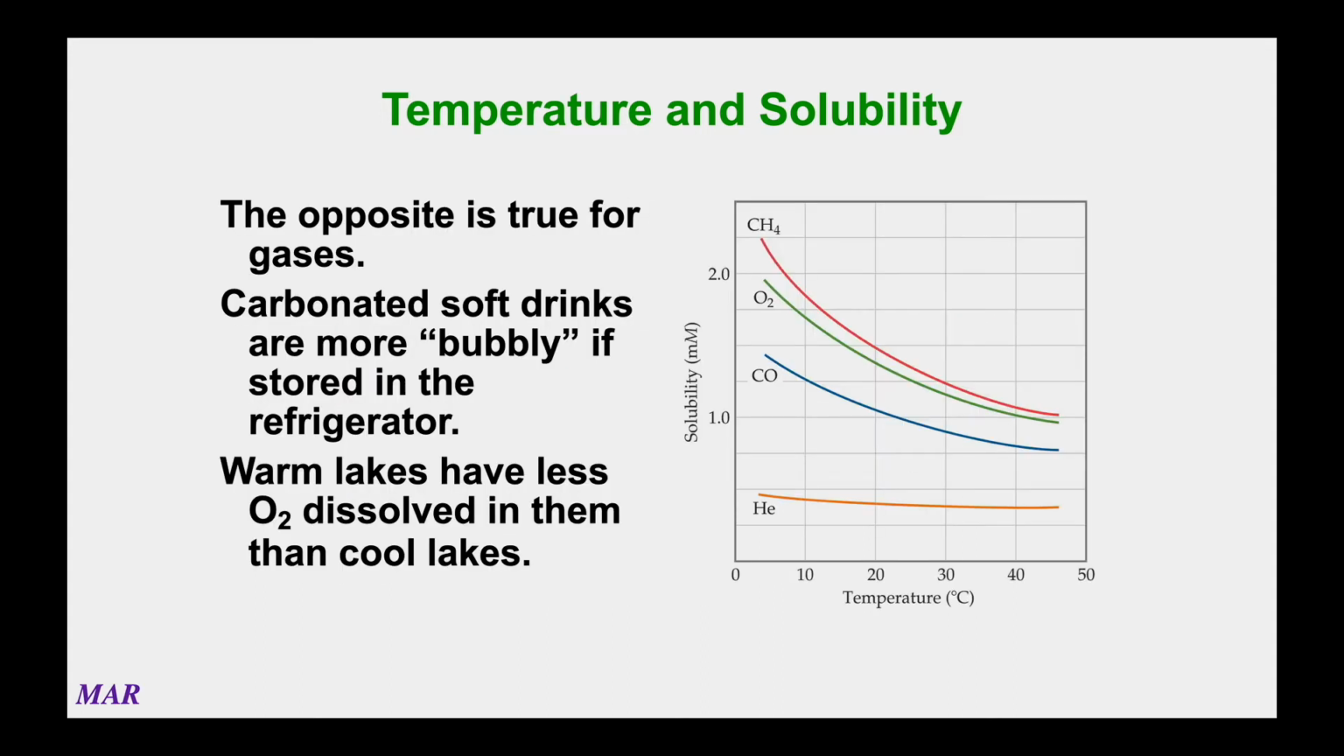For gases, on the other hand, usually it's the opposite. Raising the temperature lowers the solubility. So back to that Diet Coke example that we left sitting at room temperature, we basically were raising the temperature on it, and the solubility actually decreases with increasing temperature. As the gas molecules have more energy, they're more likely to escape. Warm lakes have less dissolved oxygen than cool lakes, because the warmth tends to make the oxygen get out of the water.